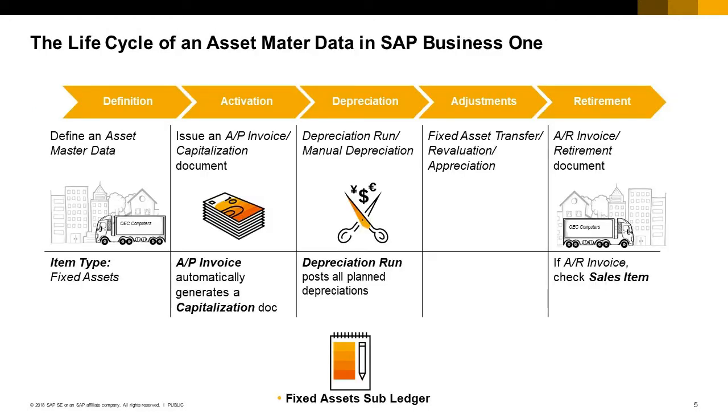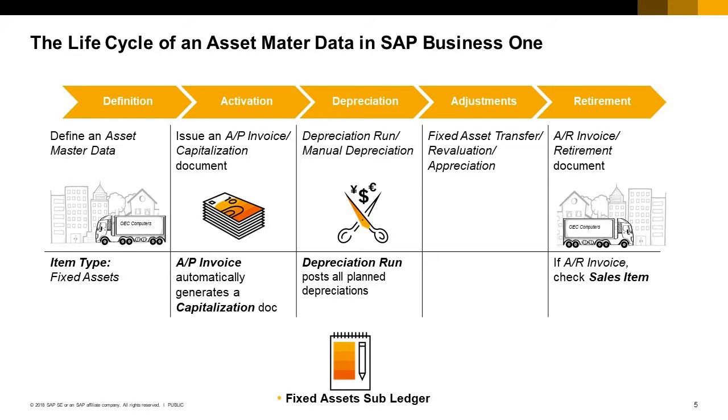Let us review the life cycle of a fixed asset item in SAP Business One from purchasing through capitalization, then depreciation, and until zero net book value. This is the process at a glance. In the next slides, we will talk more about the different steps.